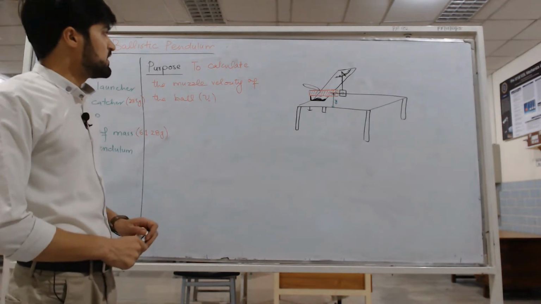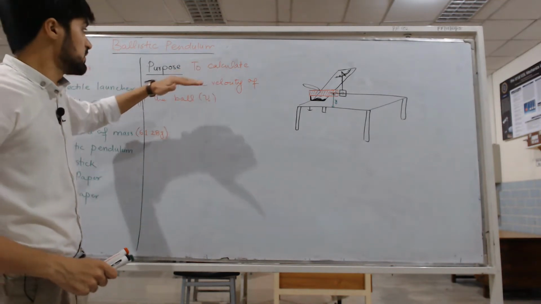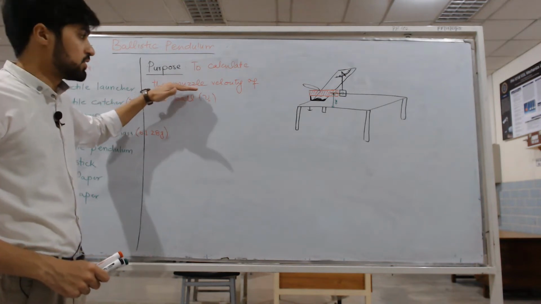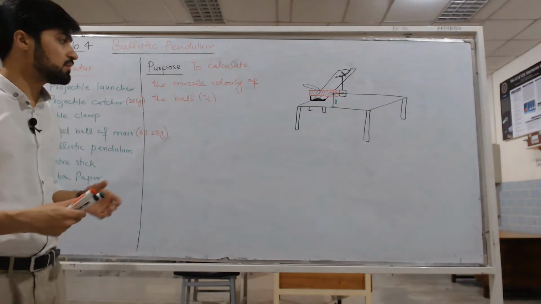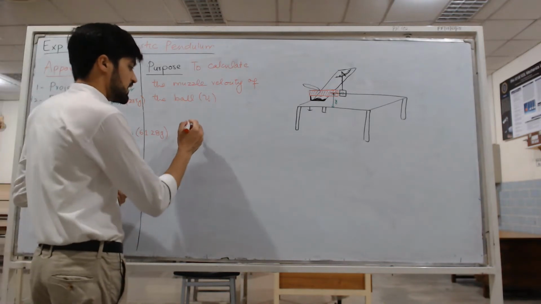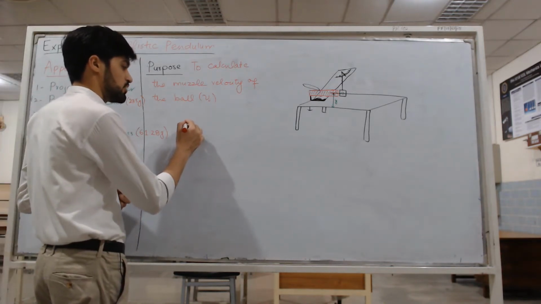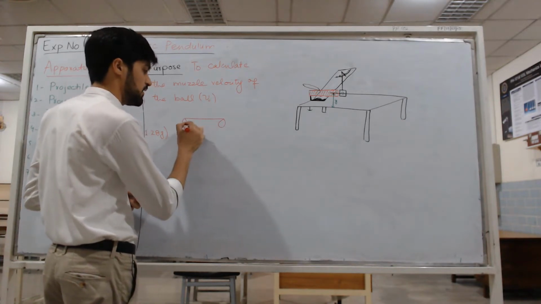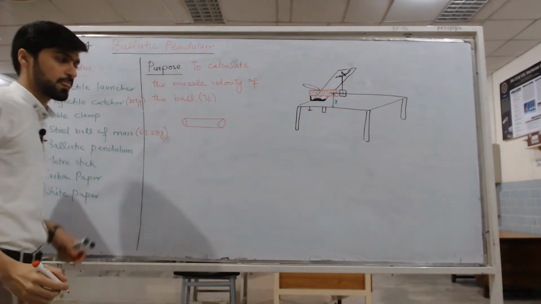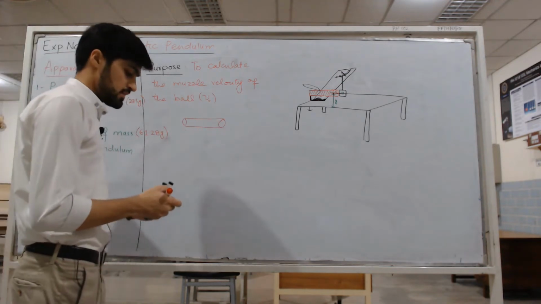So what is the purpose or the objective of this experiment? The objective of this experiment is to calculate the muzzle velocity of the ball. So what is a muzzle velocity? Let's say if this is a projectile launcher or a gun, it has a barrel. Let's say this is the barrel of the projectile launcher, and here is the ball.